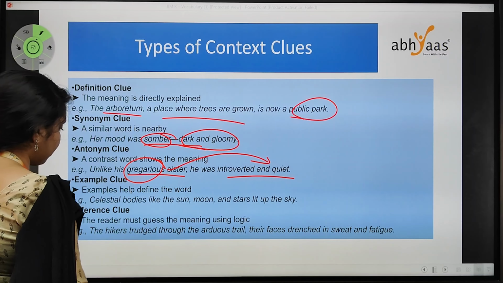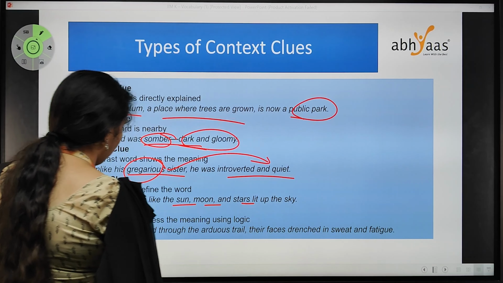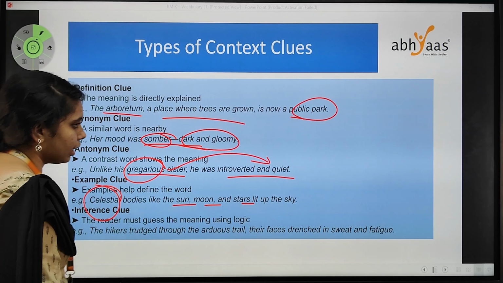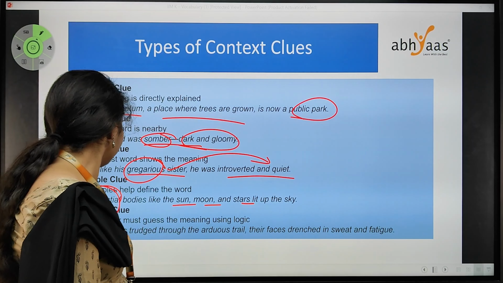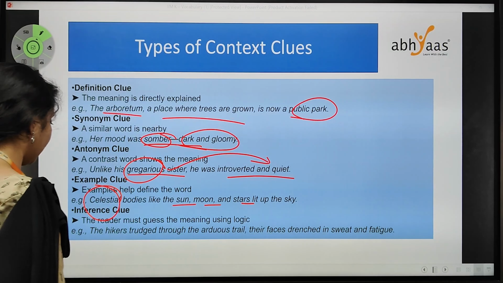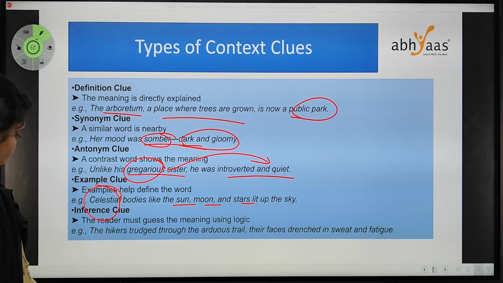Examples also help sometimes. For example, celestial bodies like sun, moon, stars. See, so what is the meaning of celestial? The things which are up in space, right? Which are just there in the universe, right? Orbiting around their stars. And sometimes we have inference clues.